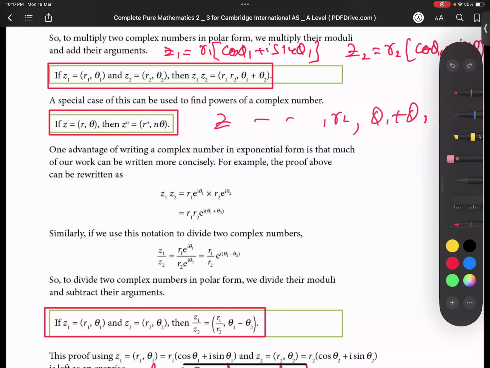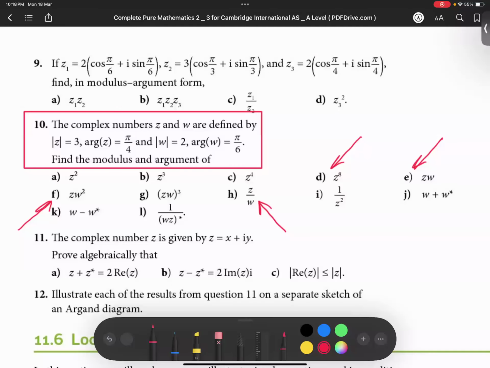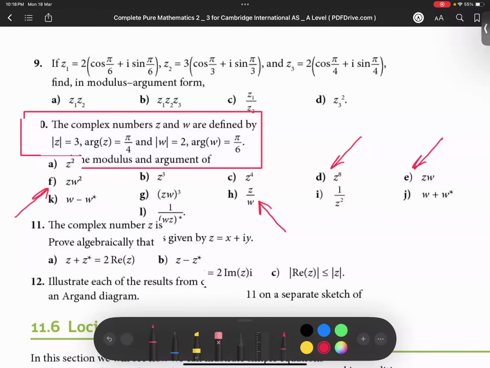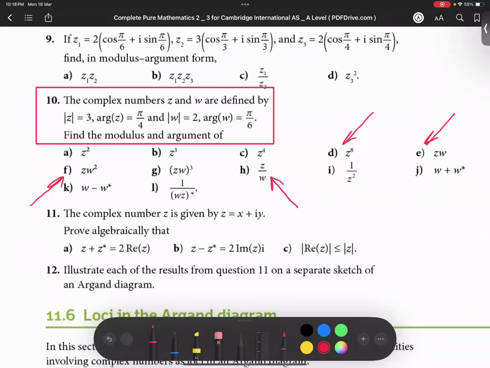So I believe all rules are very clear, and now we can go for one example. Students, let's have a look at the example. The page number of the textbook is the same, 264, and question number 10. I put 4 arrows. So 4 questions you will try. First you will try, then I will do this question myself.